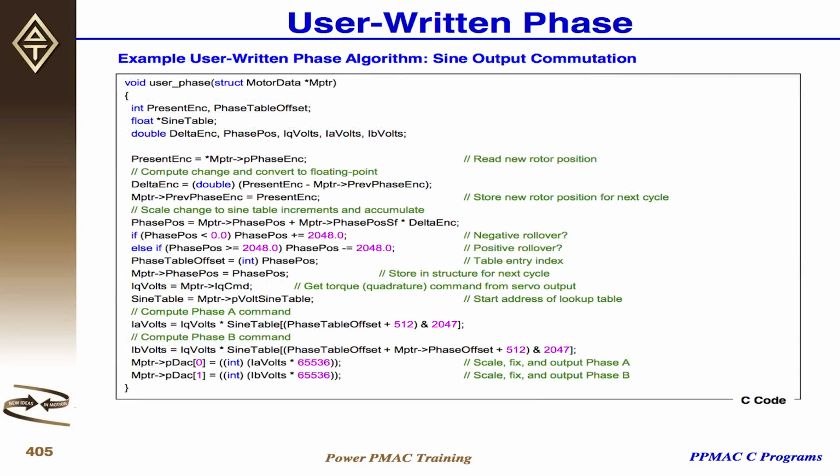This is an example of using a user-written phase algorithm to do sinusoidal commutation. I won't really get into it because it's pretty long, but basically it just takes the phase encoder's position and then looks up the voltage it should command to each phase from a sine table, and then commands the appropriate amount of current to phase A and phase B and PDAC 0 and PDAC 1, like I described before.